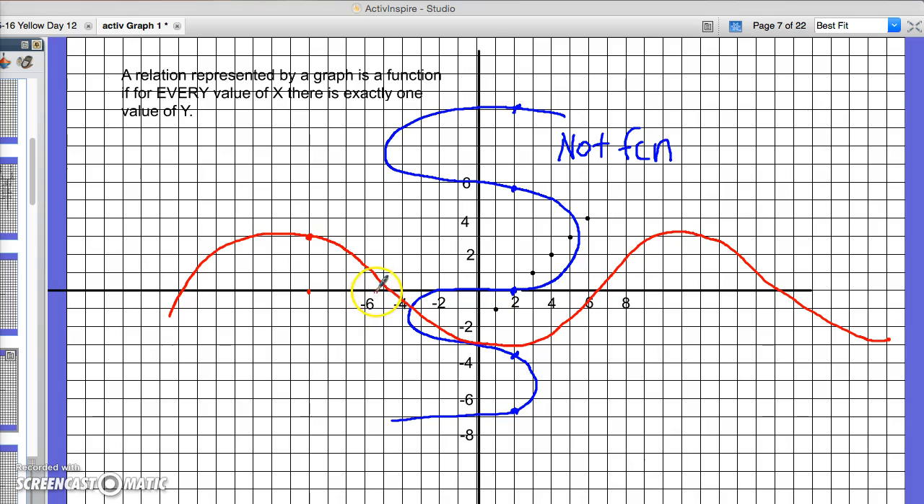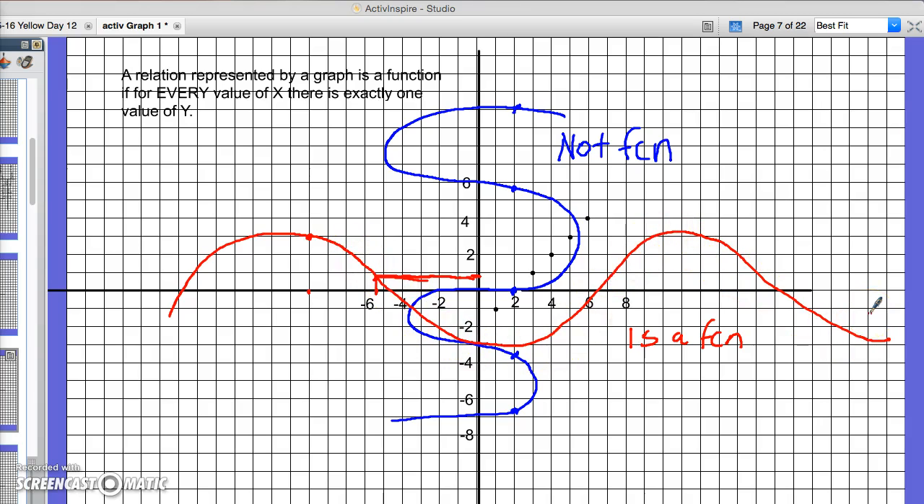For any value of x, in fact, even if it's not a whole number, such as here, I can go straight up and find a value of y. Whoops, it's not exactly straight across, is it? So my y value would be someplace around there. So for this value of x, there's only one value of y. And that would be true for any place along this red curve. So the red curve is a function.